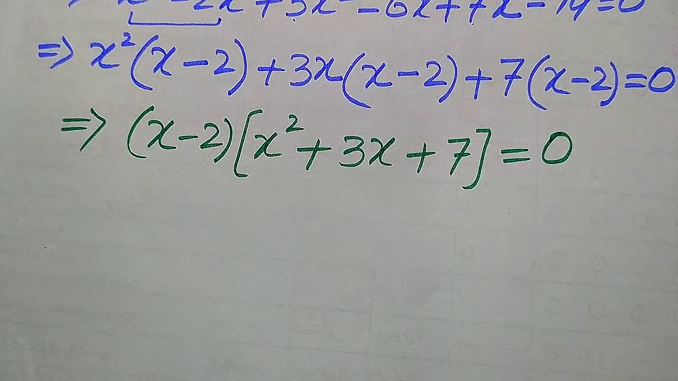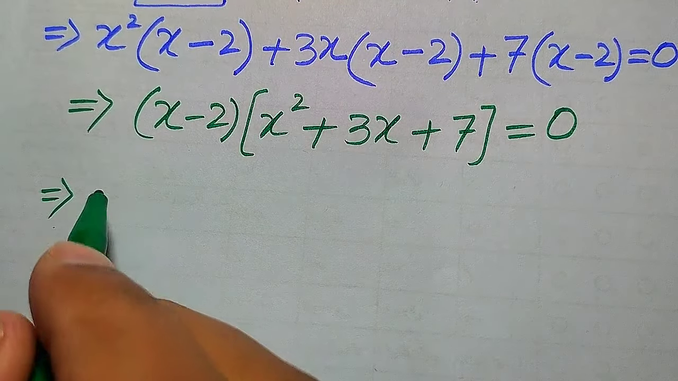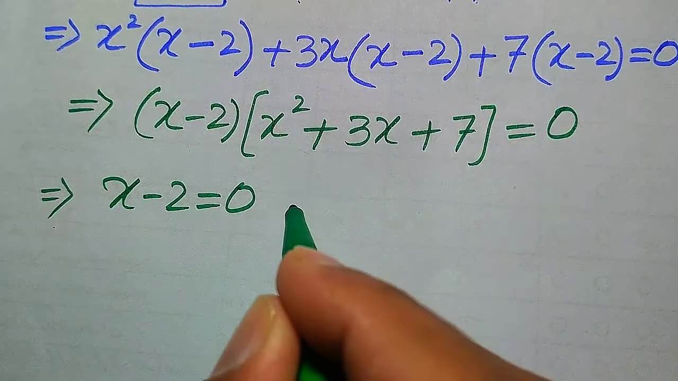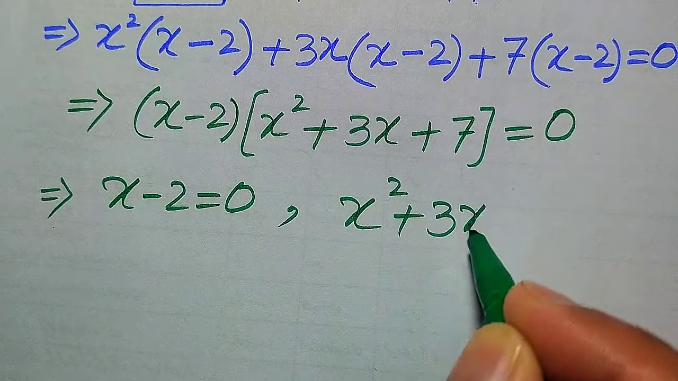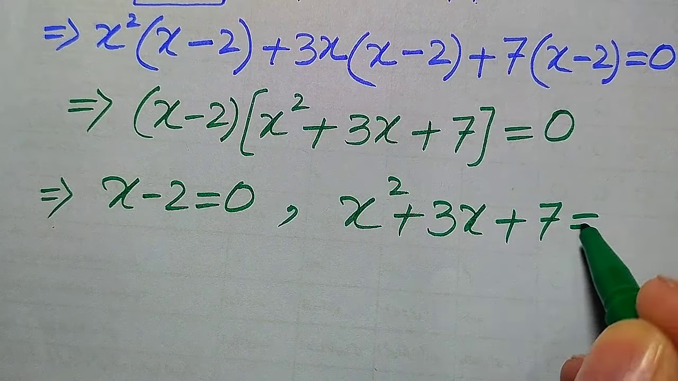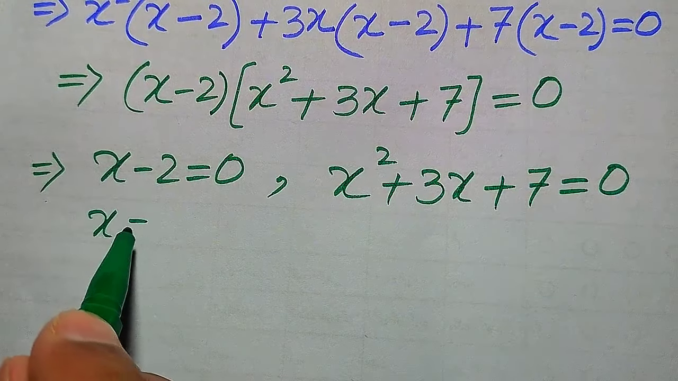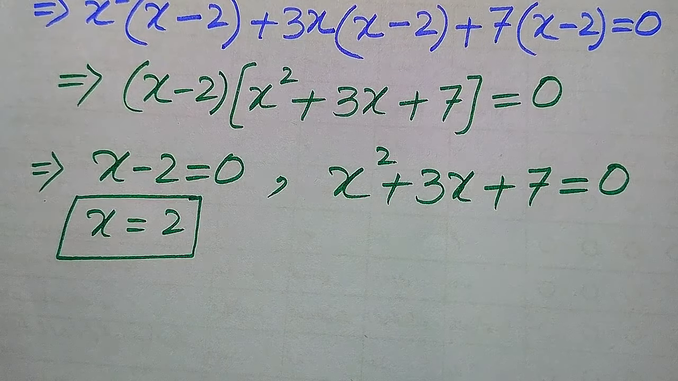And now, in the next step, we need to divide this equation into two cases. The first case is x minus 2 equals 0, and the second case is x square plus 3x plus 7 equals 0. From here we easily get x equals 2. So this is our first real root of the given equation.